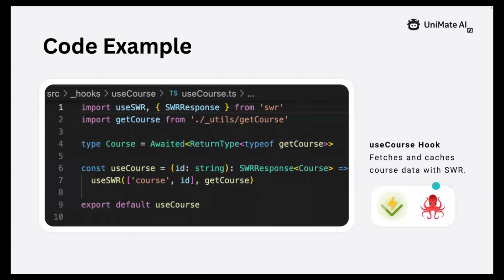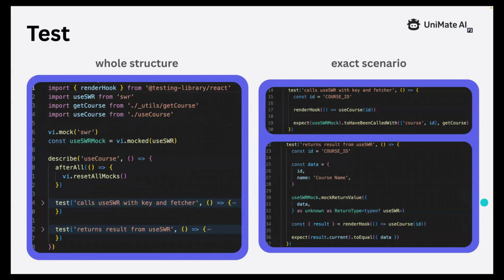So now let's see a real example. Here we have a useCourse hook, which is used to fetch course data with SWR, and we use BDD style testing. On the next page, we test with React Testing Library in action. The total structure includes a title and some descriptions of different scenarios.